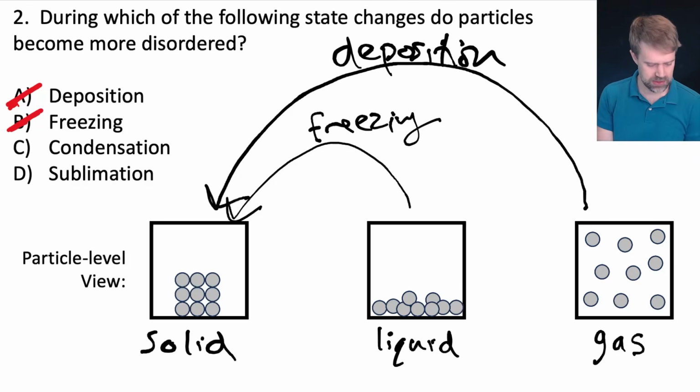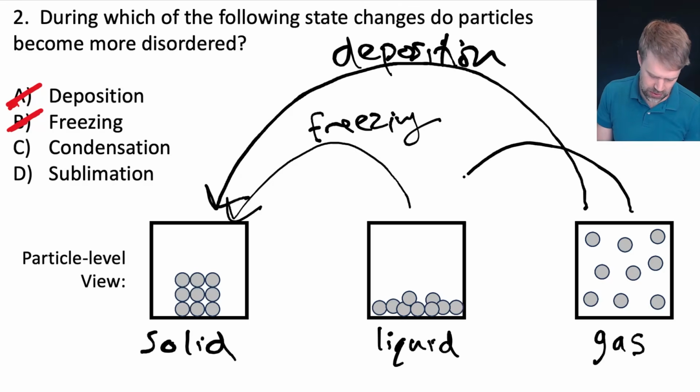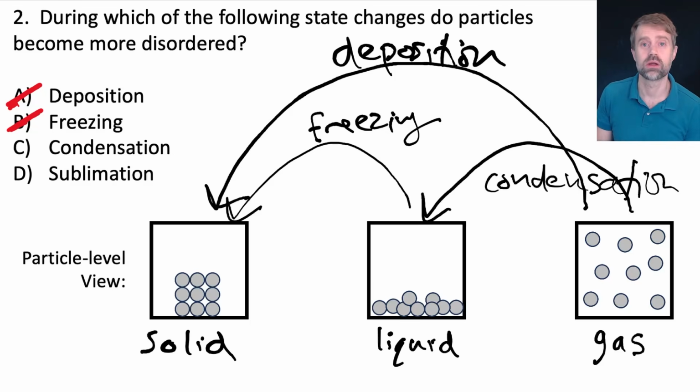Condensation. What's condensation? Condensation is something a lot of people don't know. Condensation is more common in our daily life, but still a lot of people don't know this. So condensation is what happens when gas turns into a liquid. Condensation. Got to know this. Does disorder of particles increase or does it decrease? They become more ordered, less disordered. We got gas all over the place, liquid, more organized, okay? So again, we can cross out condensation.